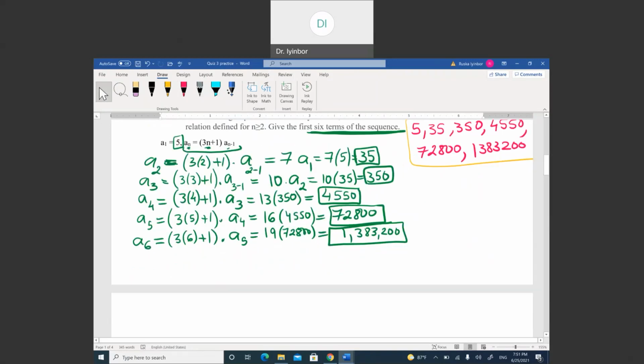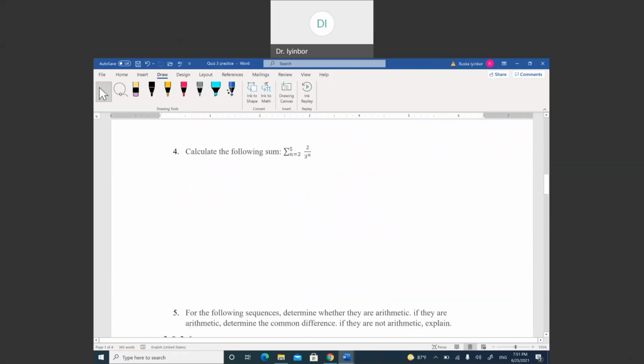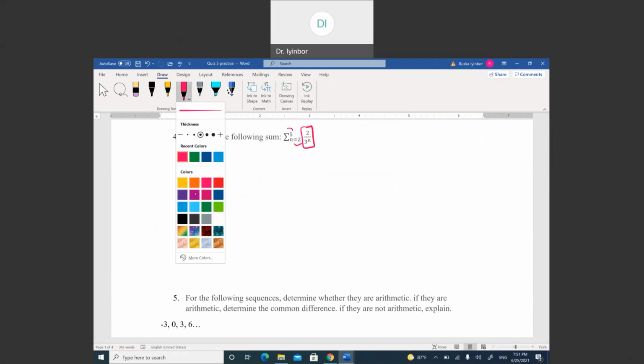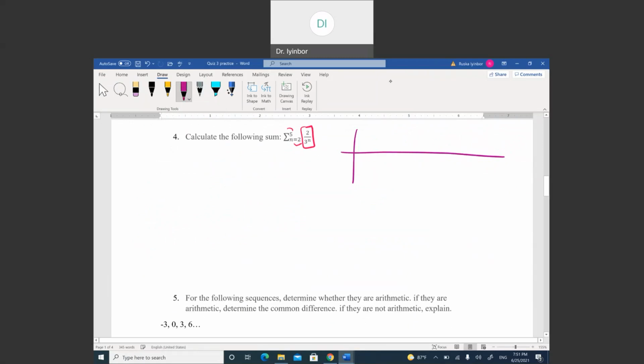Okay, the next one is number 4, where you have to calculate the sum. N is changing from 2 to 5. And this is the formula how to calculate each term. So here we did this in algebra. We can make that little table where you make n is changing from 2 to 5. Two, 3, 4, and 5. And then the formula is 2 over 3 to the n.